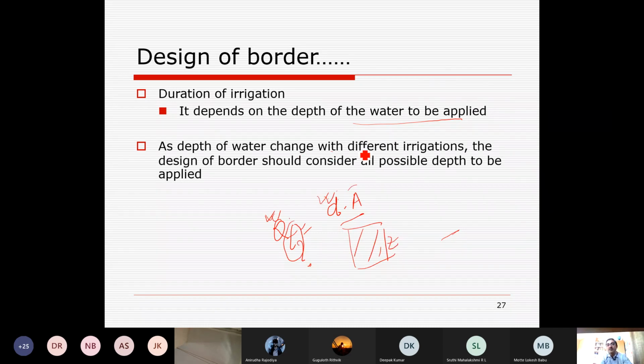As the depth of water changes with different irrigations, suppose it's the first irrigation, second irrigation in the same field, the depth changes with each irrigation. The design of borders, and these are not bunds, these are borders, should consider all possible depths to be applied. It should not be that at a particular moment you need to apply, for example, 10 centimeter depth of water, but the borders are too small and the water overtops. So you need to take care of the maximum possible depth of water required in the field, which can be easily controlled by these borders.